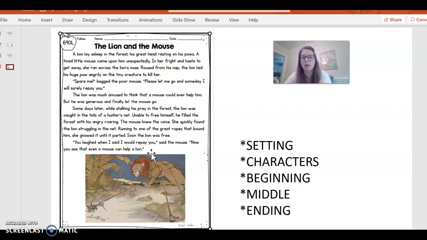Okay, so face-to-face scholars, take that graphic organizer and you are going to be filling in each of those 5 boxes: setting, characters, beginning, middle, and end. And then my remote scholars, you are going to be filling in the graphic organizer on the Nearpod. On the next slide will be just a picture of the story. That way, if you need to look back at the story, you can, to help you.